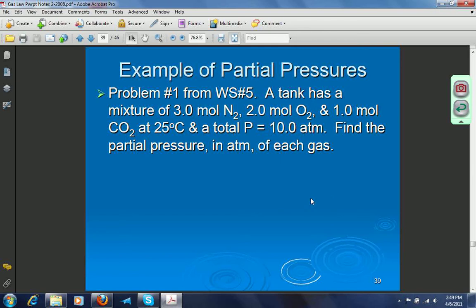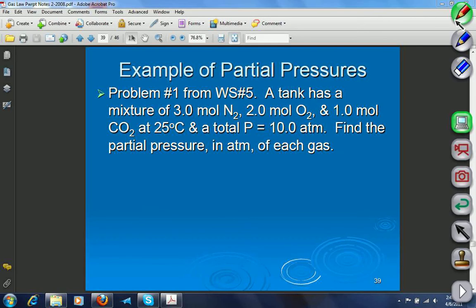So let's do an example. This is problem number 1 from worksheet 5. A tank has a mixture of 3 moles of nitrogen, 2 moles of oxygen, 1 mole of carbon dioxide at 25 degrees Celsius and a total pressure of 10 atmospheres. Find the partial pressure in atmospheres of each gas. This problem is actually quite complicated, and we're going to do it in a series of steps.